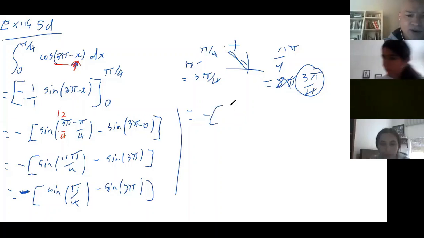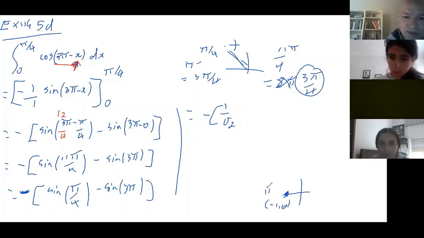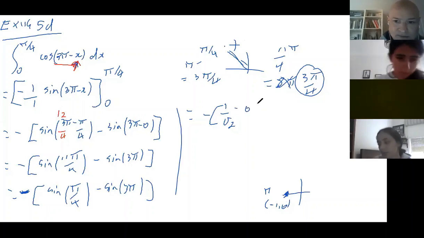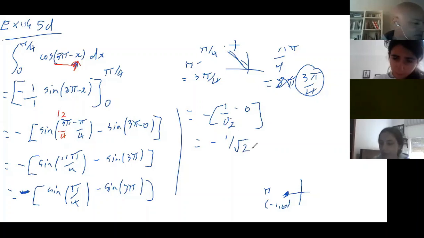Sine of pi on 4 is 1 on the square root of 2. Sine of 3 pi, now remember, that's over here. That's the point negative 1 and 0, because that's where pi is. Sine of that is 0. So minus 0. Well, this just becomes negative 1 on the square root of 2. Okay, there's that answer there.